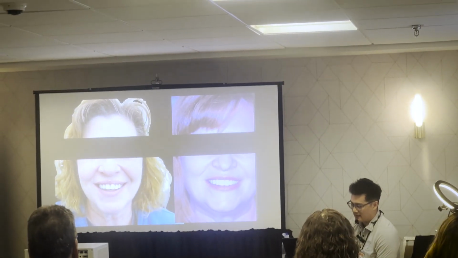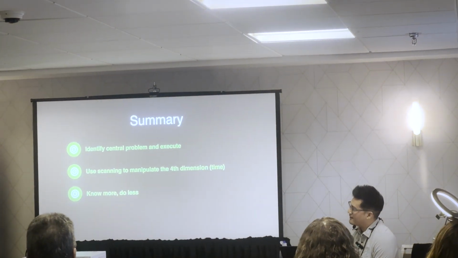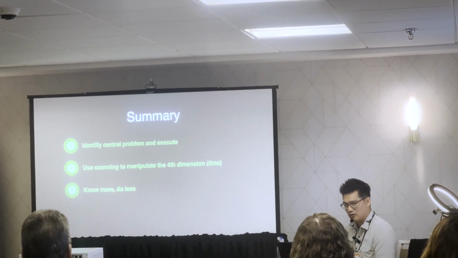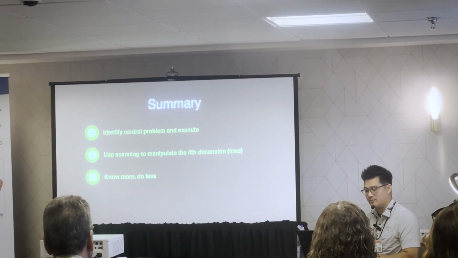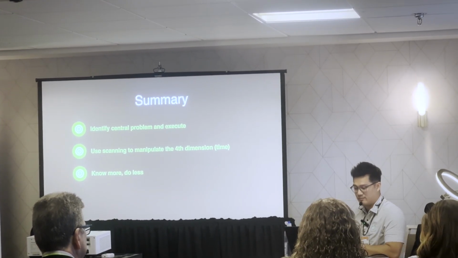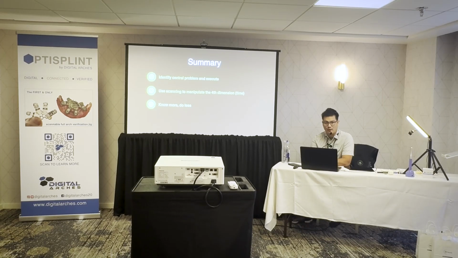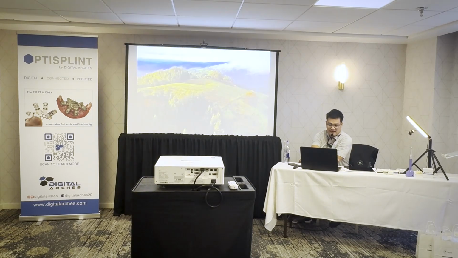And so in summary, I'll finish with this: if you can identify your central problem, not your opportunity, not the shiny opportunity, find your problems and fix them, that's going to be huge. Number two is you can use scanning, a regular scanner, Trios, iTero, whatever, and then manipulate time, which is the fourth dimension. And then the more you know, the less you hopefully have to do. So those are the slides I have.